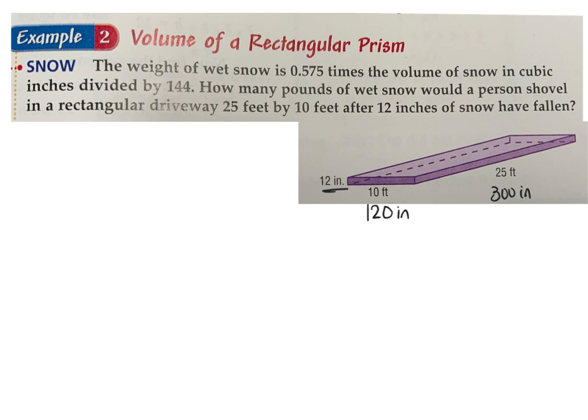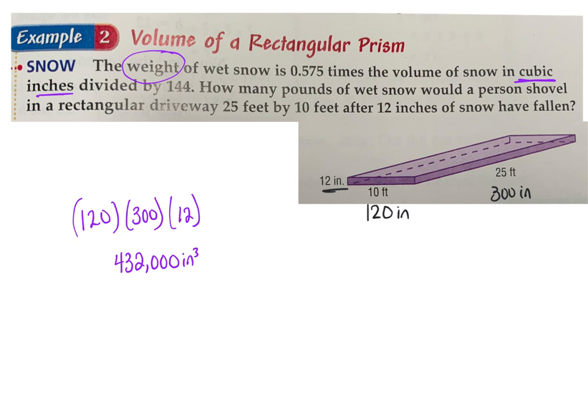All right, so we are going to first find the volume. Area of the base is a rectangle, a 10 by 25 rectangle, in inches 120 by 300. So the area of that base is going to be 120 times 300. And the height of that particular prism, they said 12 inches of snow have fallen, so we're going to multiply that by 12. This is going to give us 432,000 cubic inches. To find the weight, they've given us the formula for the weight. You take 0.575 times the volume divided by 144. So we are just going to plug that in.